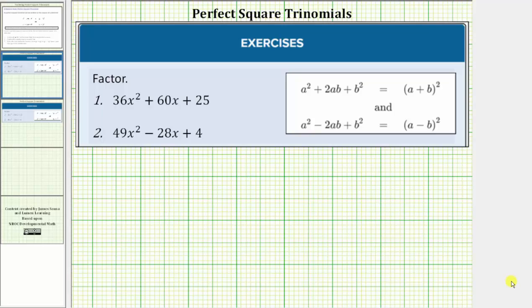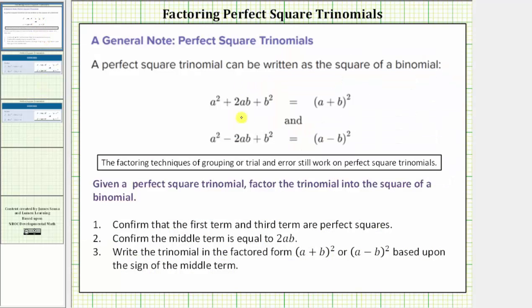In this lesson, we will learn how to factor a perfect square trinomial using a shortcut factoring formula. A perfect square trinomial will always fit one of these two forms here, where if the form is a squared plus 2ab plus b squared, the trinomial factors into the square of the quantity a plus b, and if the perfect square trinomial fits the form a squared minus 2ab plus b squared, the perfect square trinomial factors into the square of the quantity a minus b.